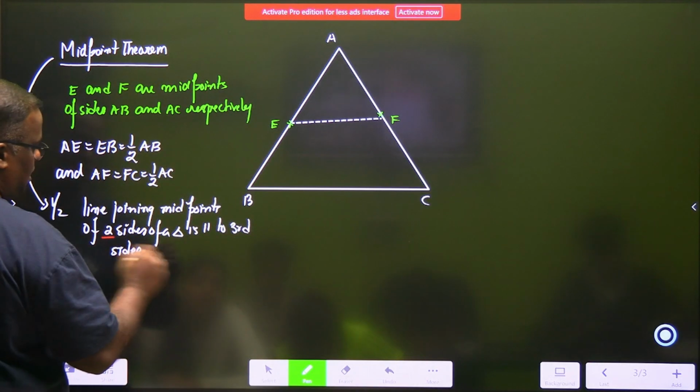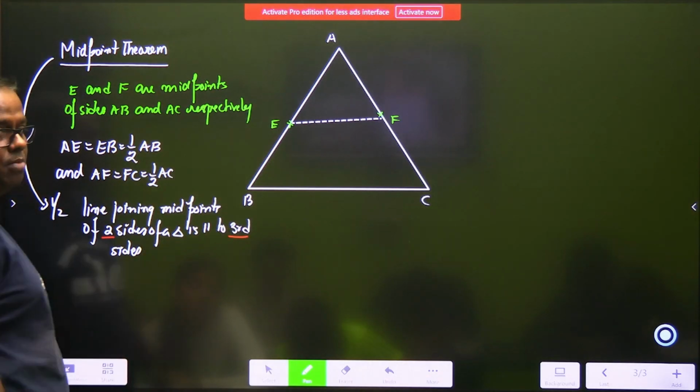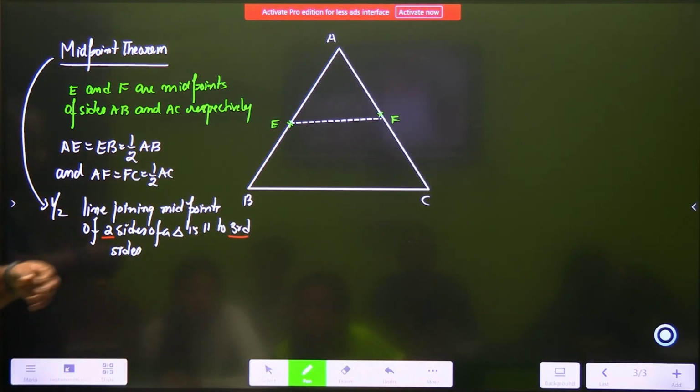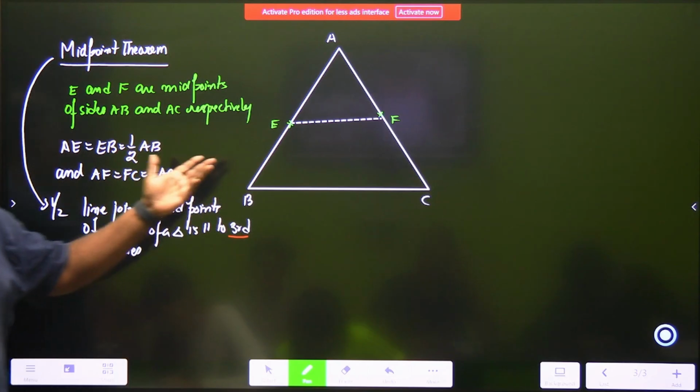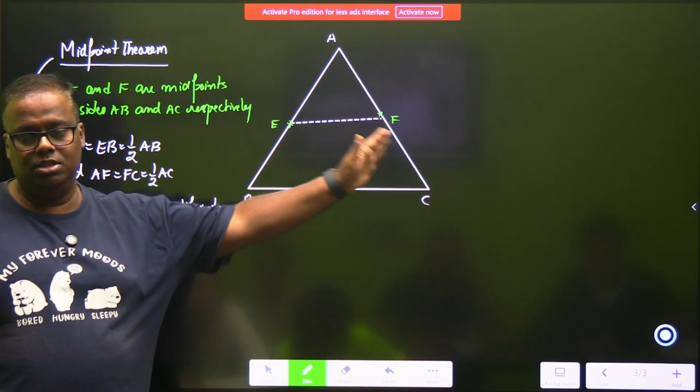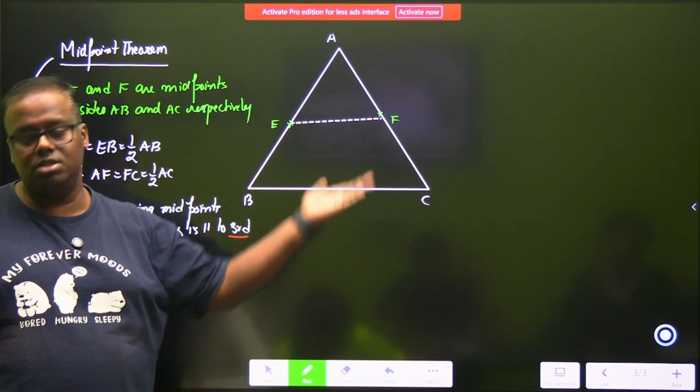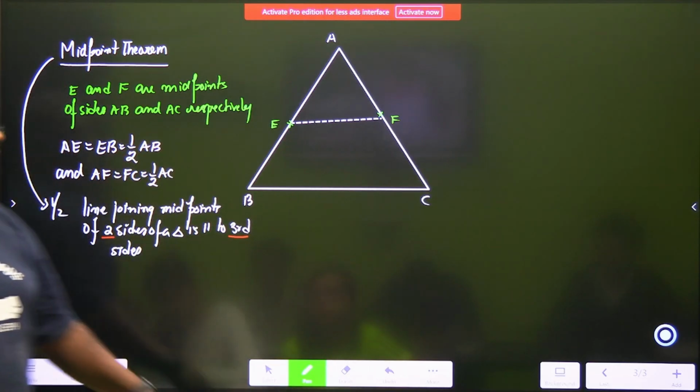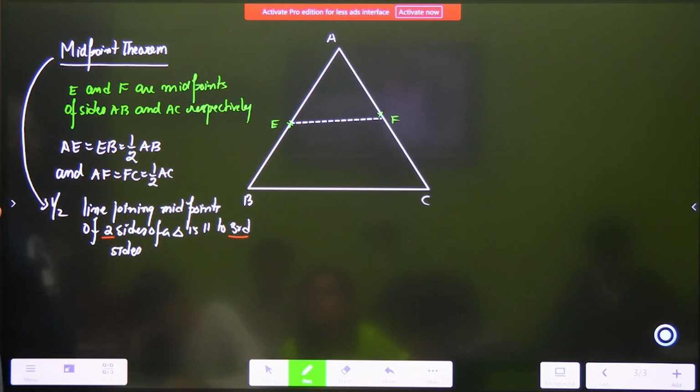Two sides, so automatically you will know the definition of the third side. Line joining the midpoint of two sides. Which two sides? These are the two sides. So who is the third side? This is the third side. Okay? Line joining the midpoint of two sides of a triangle is always parallel to the third side. And this is true whether it is an equilateral, whether it is isosceles, whether it is scalene. We are assuming scalene. Okay?